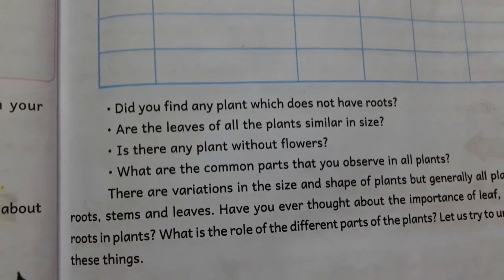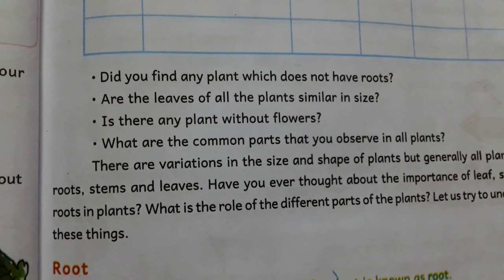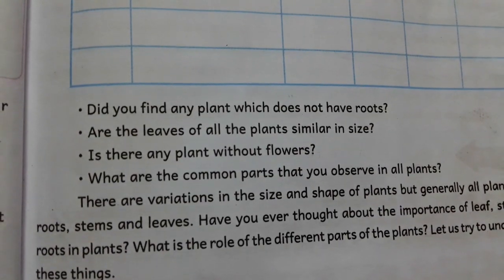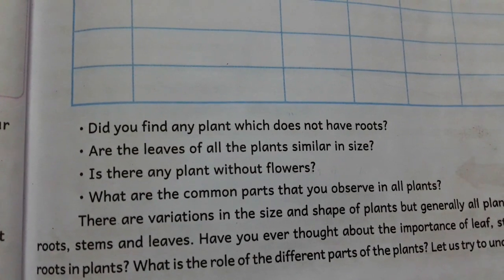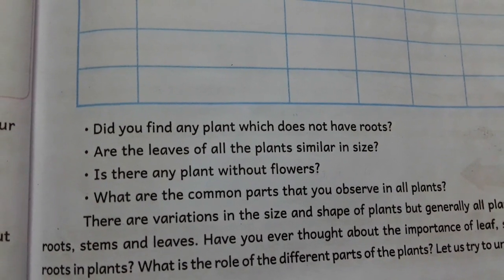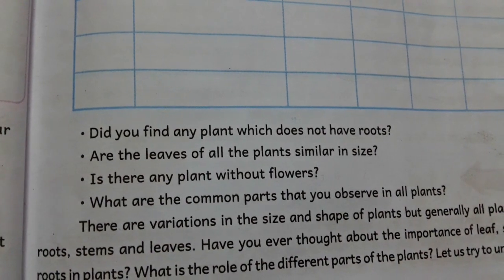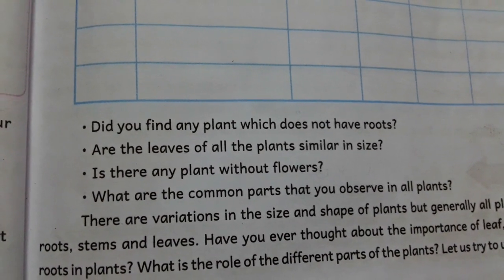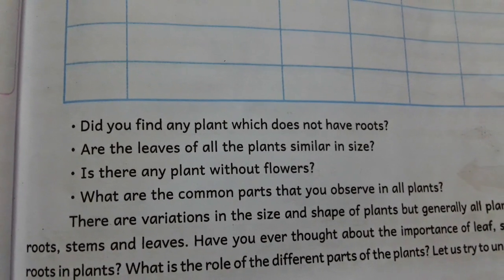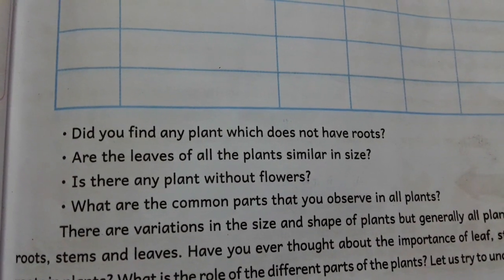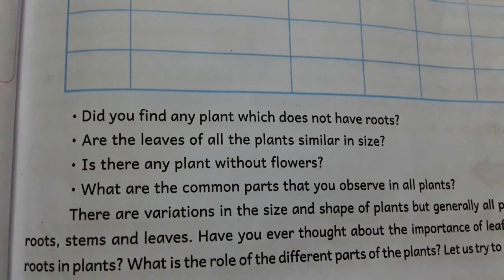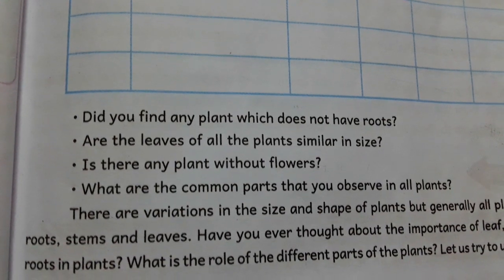And coming to this, based on that table, they ask some questions. Did you find any plant which does not have roots? Are the leaves of all the plants similar in size? Is there any plant without flowers? And what are the common parts that you observe in all plants? So, based on these questions, we have to give the answer.